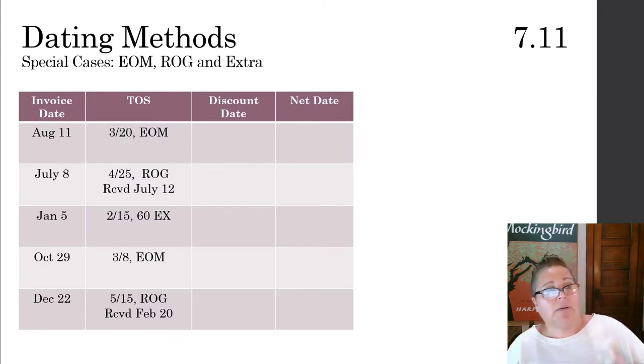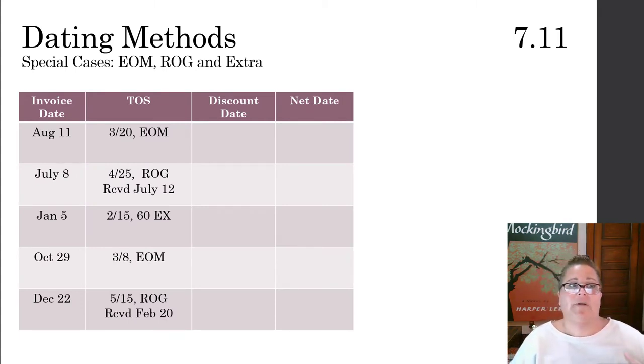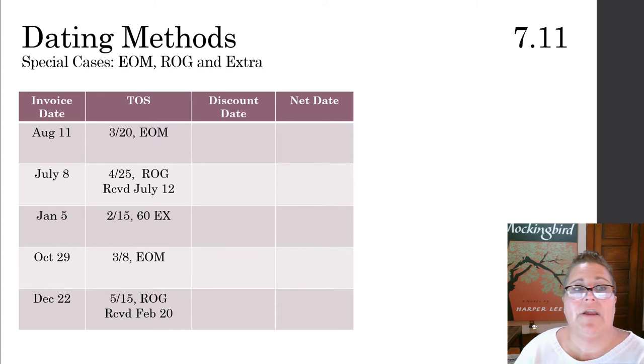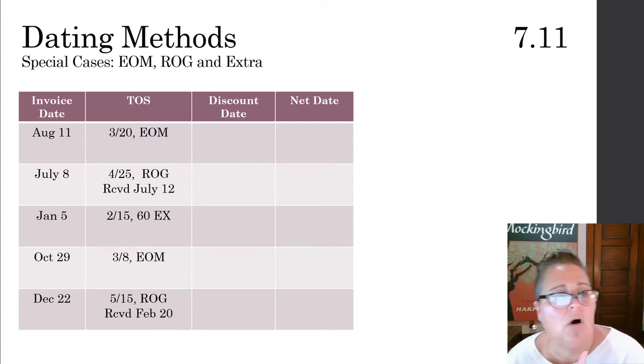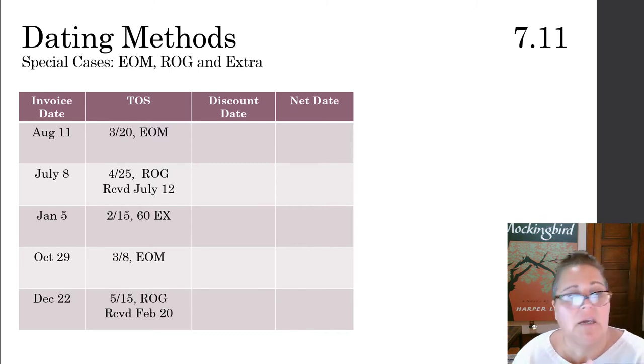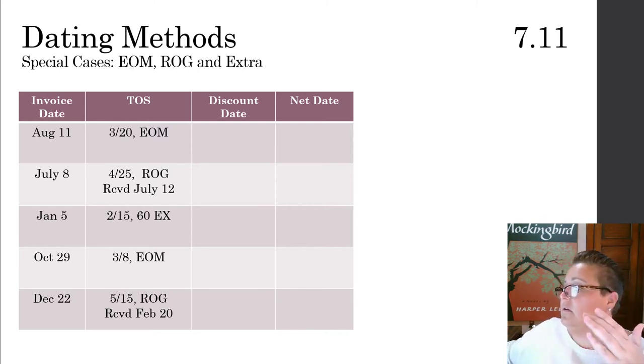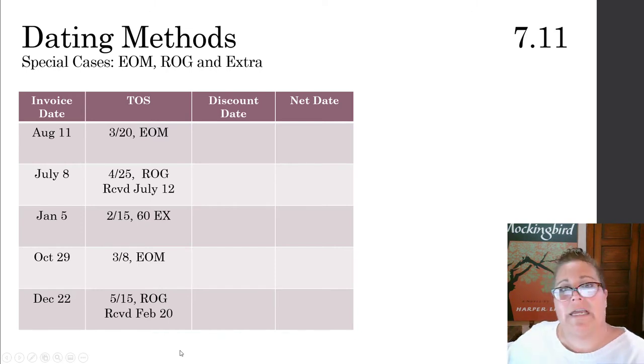Okay, so here I have 5 different invoice dates. I have the terms of sale. None of them are ordinary. I know they're not ordinary because none of them have N// whatever. All of these are specialty. EOM, ROG, right? We got an EOM, we got an ROG, we got an extra, we got another EOM, we got an ROG. These are special dates, special processes.